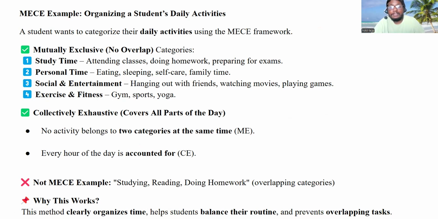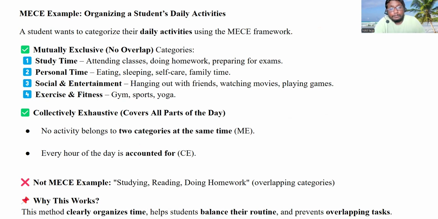Next, every hour of the day is accounted for. That is nothing but collectively exhaustive. So every category is considered in a day. Every category has been covered in the total day. That is nothing but collectively exhaustive.